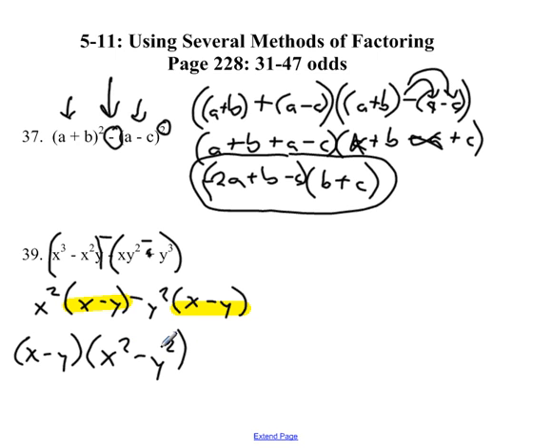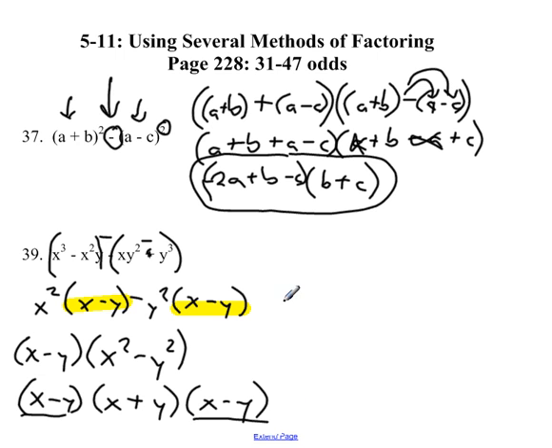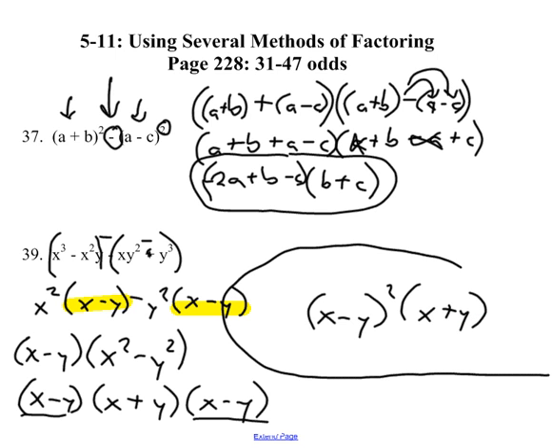The x squared minus y squared is another difference of two squares, so that's a very common theme in this section, which becomes x plus y, x minus y. Now since you have two x minus y's, you can rewrite that x minus y to the second power times x plus y. And that is your factored completely step there.